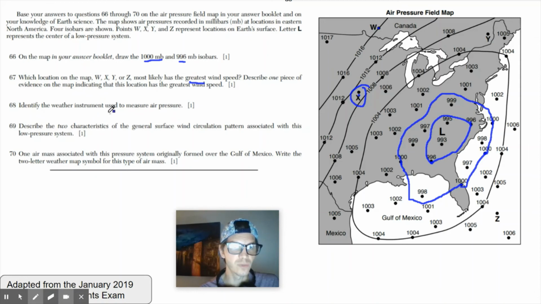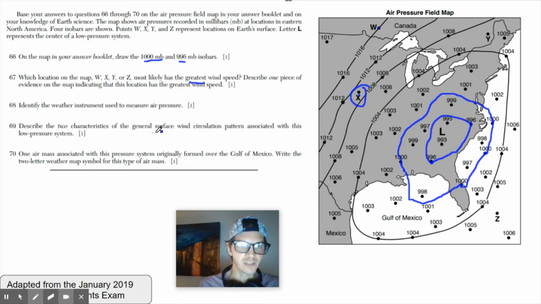68, the weather instrument used to identify air pressure or barometric pressure. Remember, these are called isobars. BAR is associated with pressure. A barometer measures air pressure.